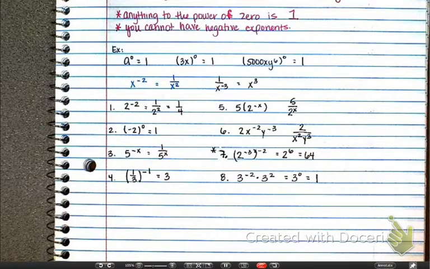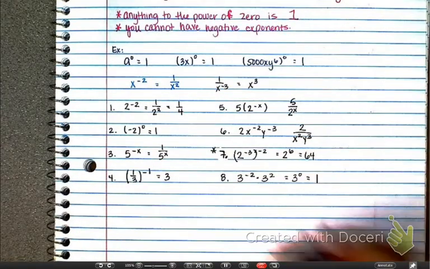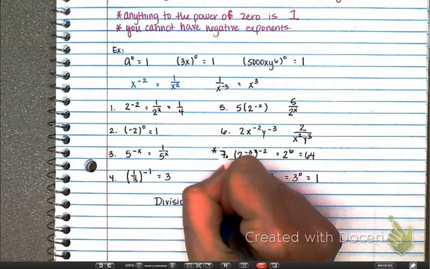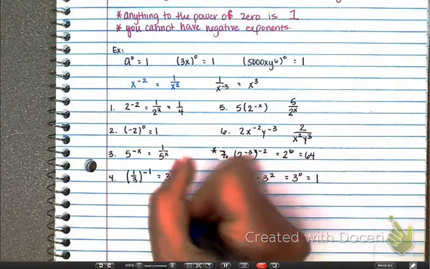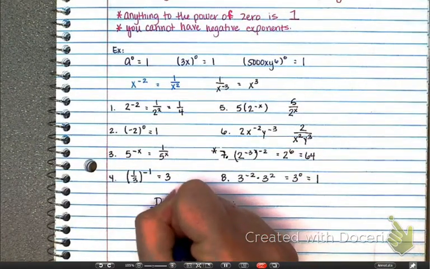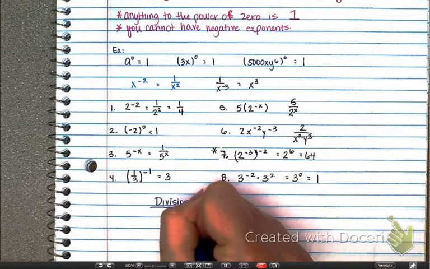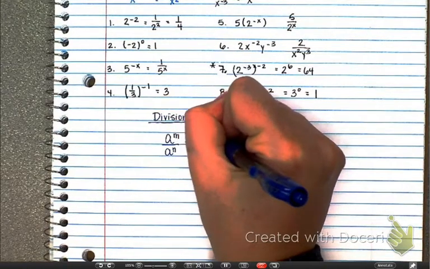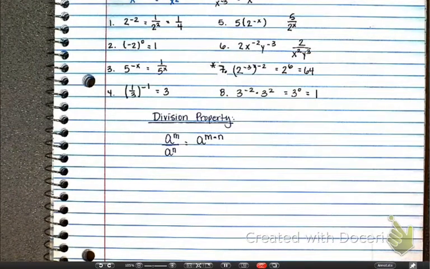Okay, division property. So yesterday we talked about power properties. This is the last one. The division property says a to the m over a to the n. Does anybody know what I can do with these exponents? You subtract them. So your answer is a to the m minus n. So you subtract the exponents.